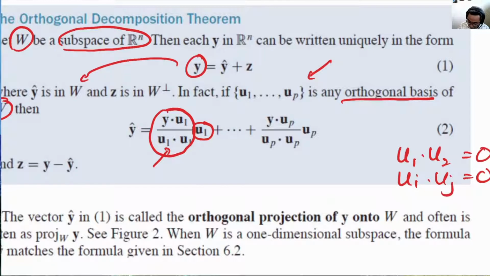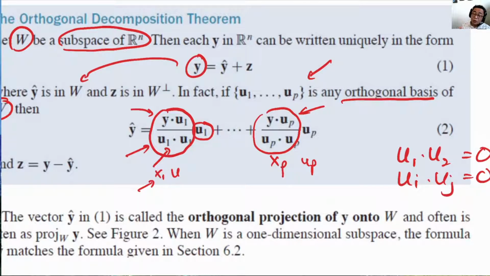Instead, we can simply perform individual dot products to get the parameter associated with each u. You can think of this as x1 times u1, and this guy is xp times up. What is x1? x1 is the weight associated with u1, which is found by the required vector y dotted with u1 divided by u1 dot u1. What about xp? It is y dotted with up divided by up dot up. Now, look at the bottom parameters. It is u1 dot u1.